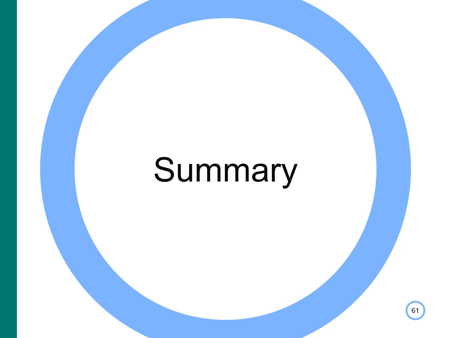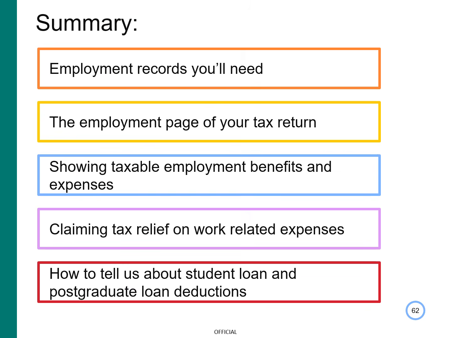We are nearly at the end of the webinar now. Here's a summary of what we've covered today. In today's webinar, we looked at employment records you'll need, the employment page of your tax return, showing taxable employment benefits and expenses, claiming tax relief on work-related expenses, and how to tell us about student loan and postgraduate loan deductions.